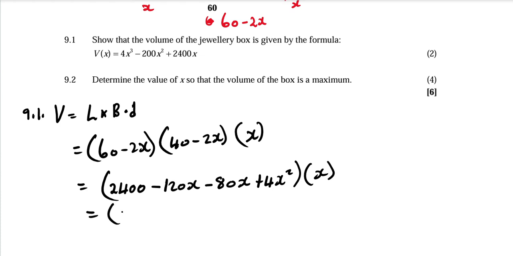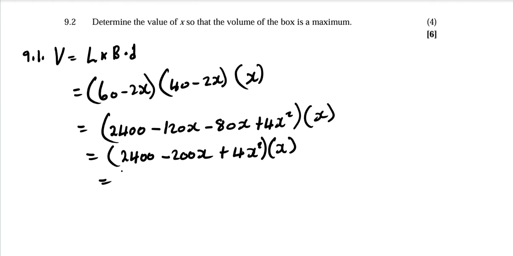Let's first collect the like terms. Where we have 2,400, these are like terms. Negative 120, negative 80, we're gonna have negative 200x plus 4x squared multiplied by x. Do you get me? So here we go. Let me switch the screen up. Then we're gonna say 2,400 multiplied by this x here, we'll have 2,400x. Negative 200 multiplied by this x, this negative 200x squared. 4x squared multiplied by this x, we're gonna have 4x cubed.